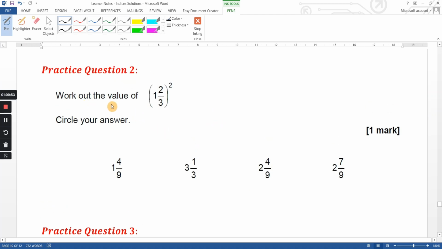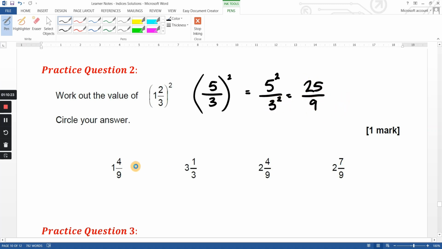Practice question 2, work out the value of 1 2/3 to the power 2. Circle your answer. So, I'm going to change it to top heavy first. Let's see what we get. So I get 3 plus 2, which is 5 over 3, all squared. So that means 5 squared over 3 squared. It's 25 over 9. And yeah, we need to change it back to a mixed number.